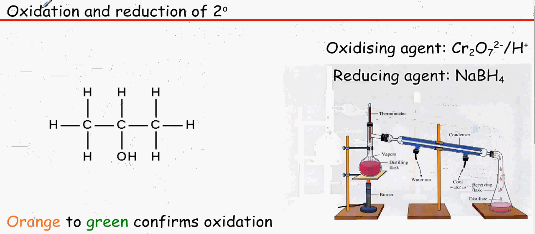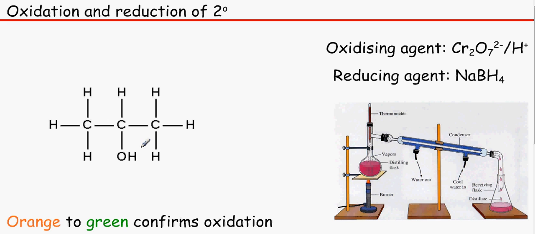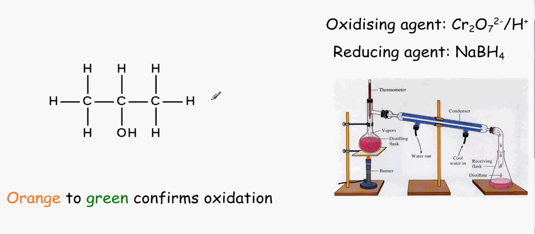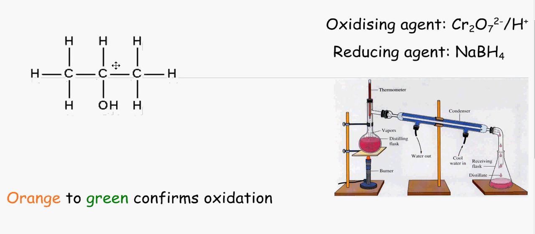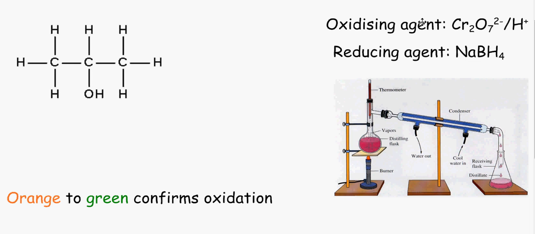So the next bit is the secondary alcohol, when we have two carbons attached to the carbon with the OH group. What happens is the same process. We would use an oxidizing agent such as Cr2O7 2- with H+, or we can use chromic acid, which has the H2 and CrO4, or we can use permanganate. They're all weak oxidizing agents, and that's important because we will understand why when we talk about the tertiary.